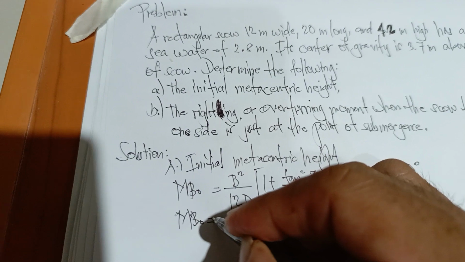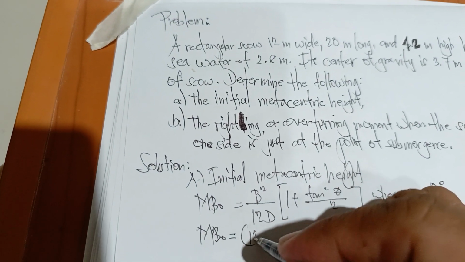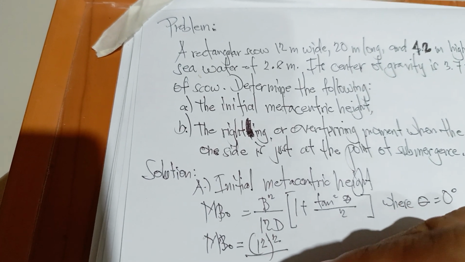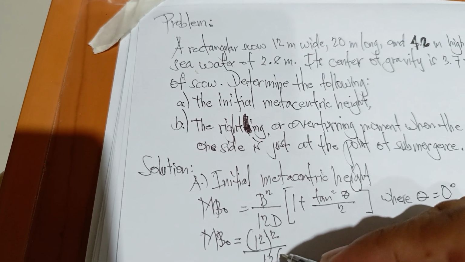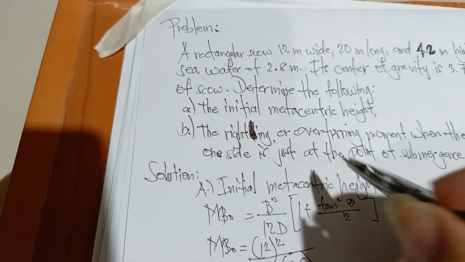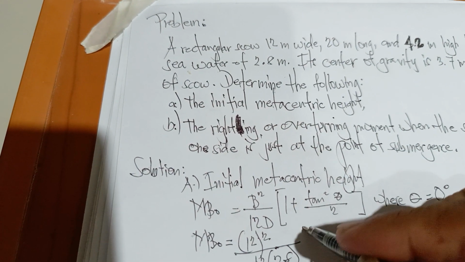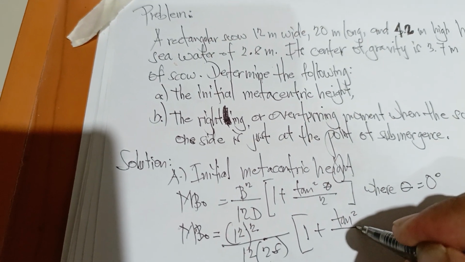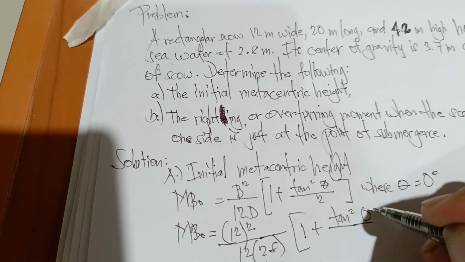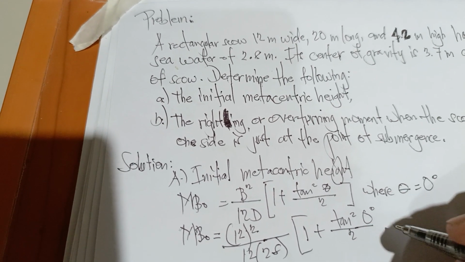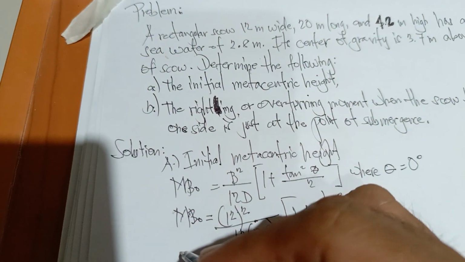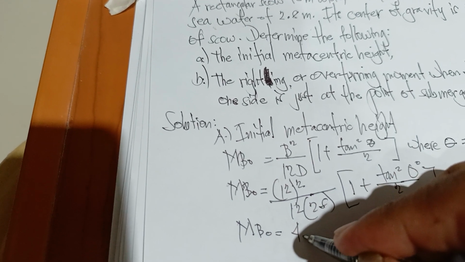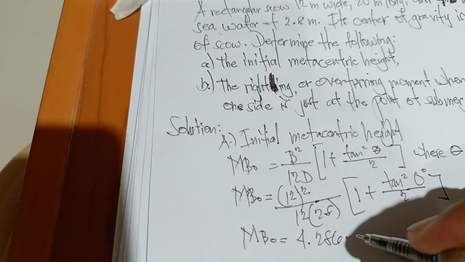MBO is equals 12 meters squared over 12 times 2.8 meters times 1 plus tangent squared 0 degrees over 2. MBO is equals 4.286 meters.